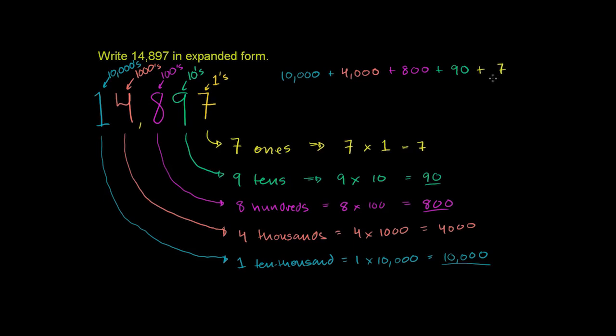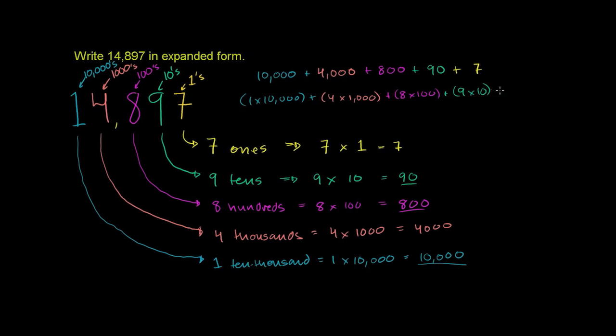So you could consider this expanded form, or you could use this version of it. Or you could say this is the same thing as 1 times 10,000, depending on what people consider to be expanded form, plus 4 times 1,000, plus 8 times 100, plus 9 times 10, plus 7 times 1. So either of these could be considered expanded form.